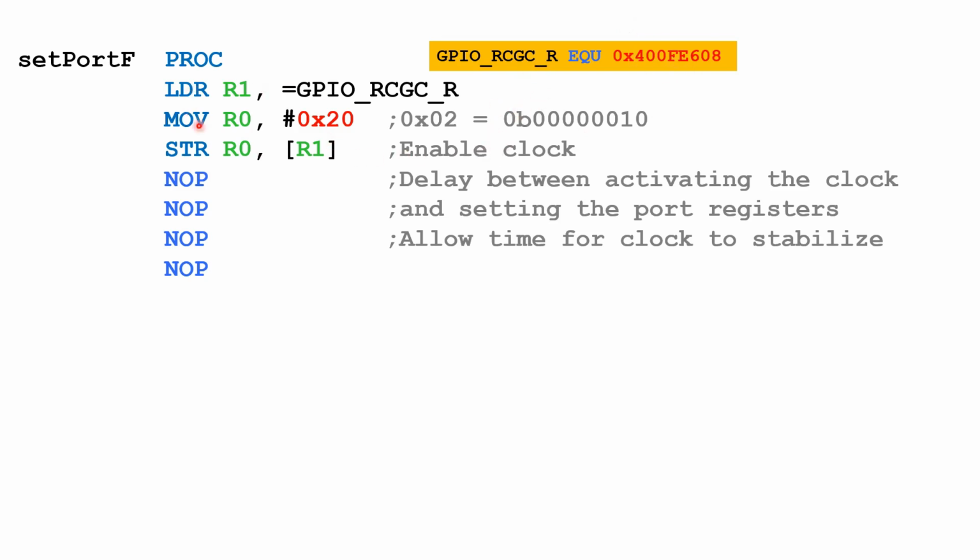The purpose of this instruction is to enable the clock for port F. Notice the next four instructions are NOP. NOP stands for no operation. Basically, these four NOP instructions will generate a delay between activating the clock and setting of the port registers, which is coming later in the program. This is to allow time for the clock to stabilize.